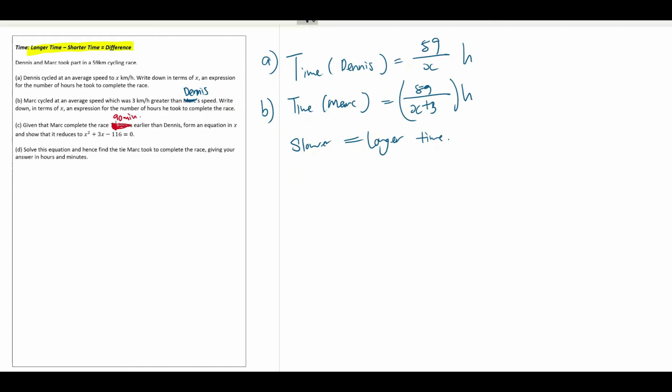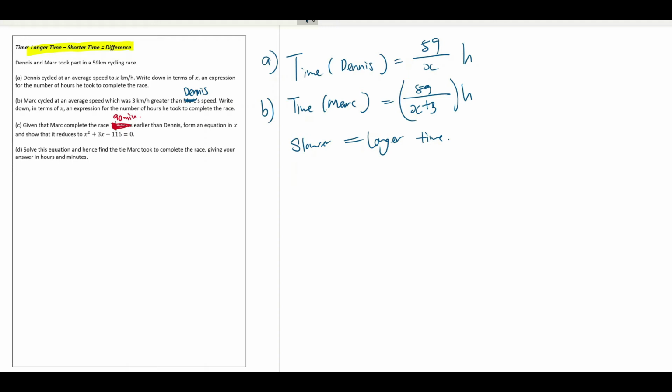Mark completed the race 90 minutes earlier than Dennis. And because I purposely changed it to 90 minutes, because I want to tell you that most of the time they will test it this way. The speed they will give you in kilometer per hour. The distance they will give you in kilometer. But when it comes to the difference in time, they give you in minutes. And this is the part that students make a lot of mistakes in.